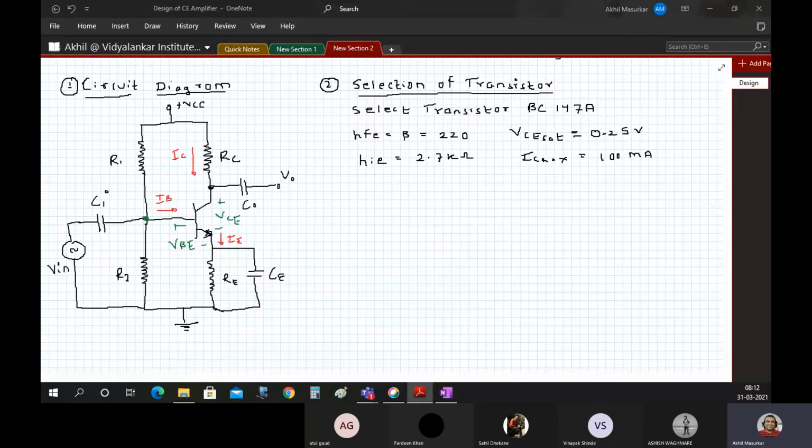Now with this much information, what we have to do is find the value of RC, RE, R1, R2, CI, CE and C0. So the design problem is to calculate the values of 4 resistances and 3 capacitances.